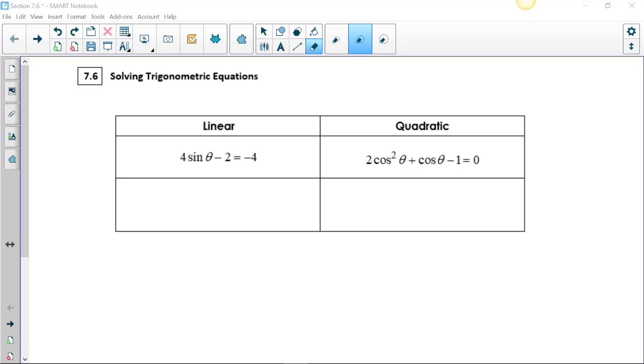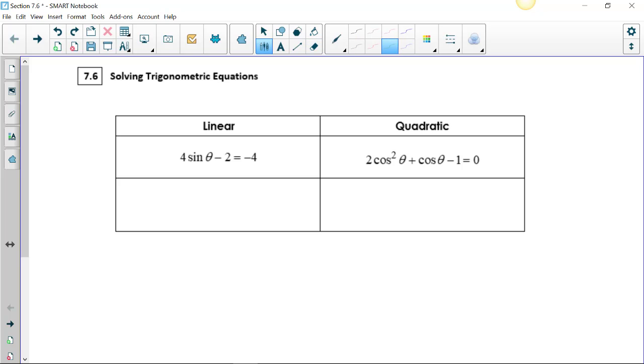There are two types of trig equations that we're going to be looking at, two basic types. One type is linear and one type is quadratic. I'm telling you what they are now, but if you aren't sure, what I always recommend you do is take each trig function that you see in the equation and assign it a different variable.